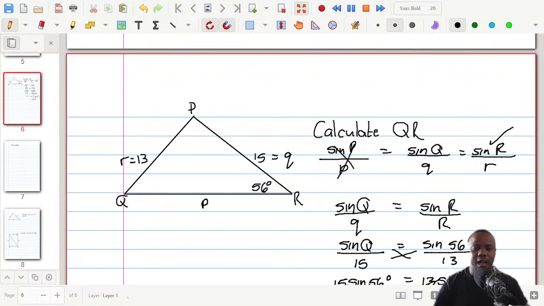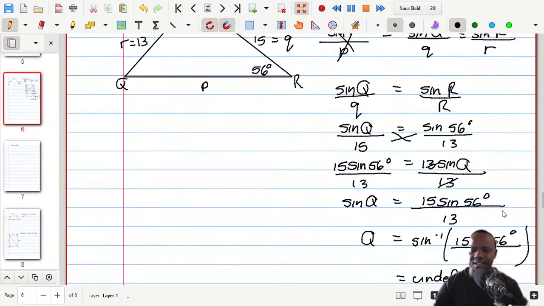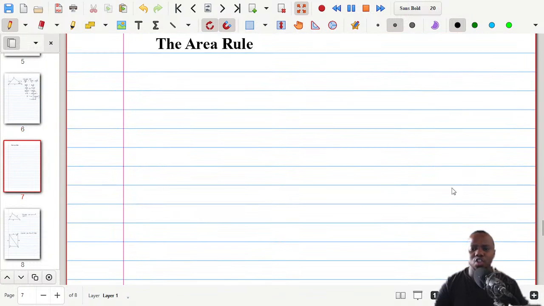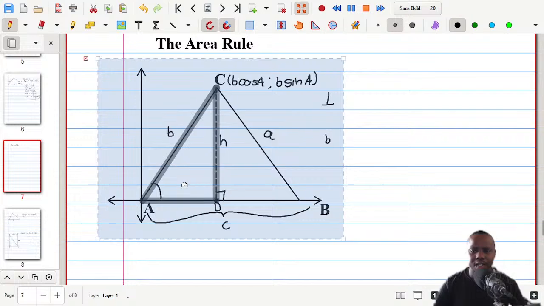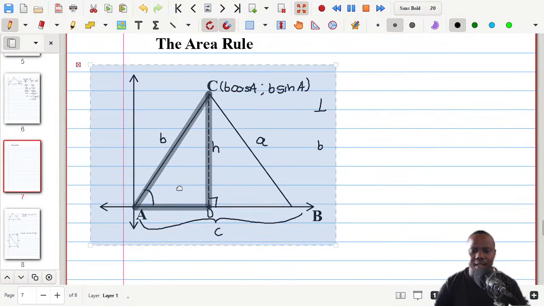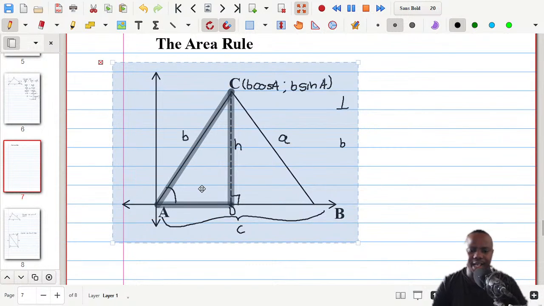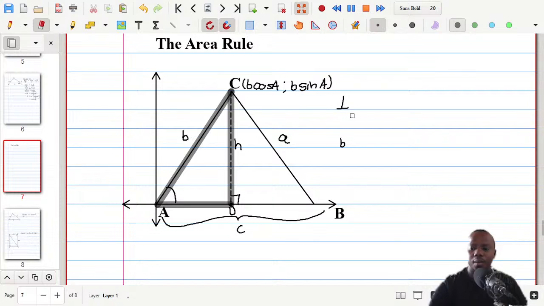Life is great. I hope that this makes sense to you guys and that you're understanding so far. Let's move on to the next section, which is on the area rule. And once again, I need to bring back my diagram here. Now, the proof of the area rule is not assessed in your exam, but I'm just going to do it so that you can see how we go about finding these formulas.